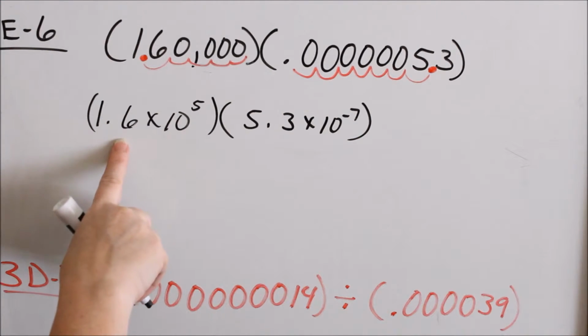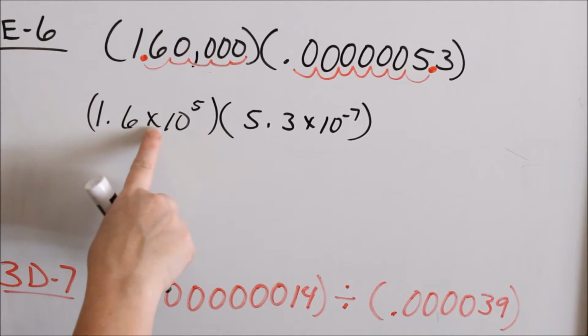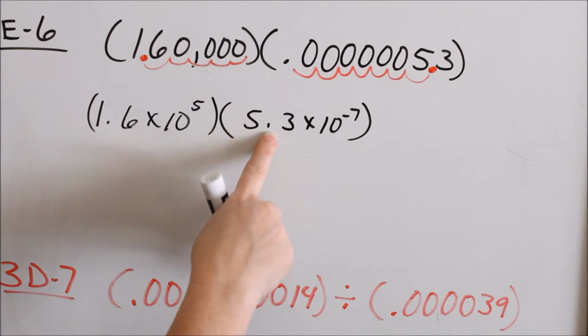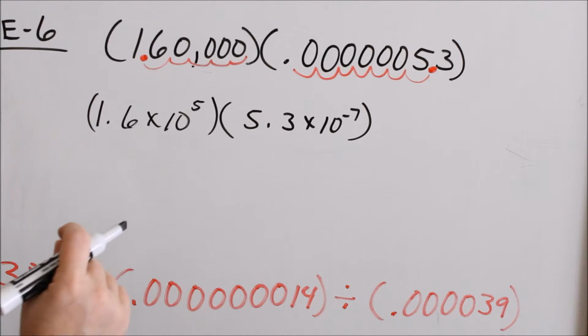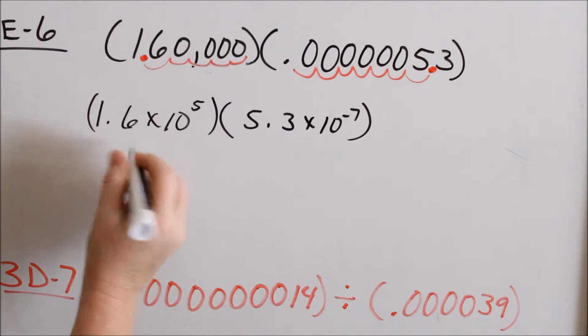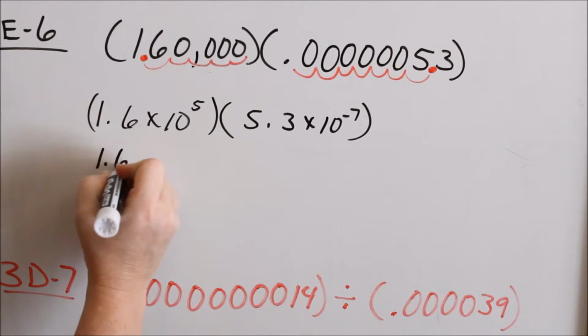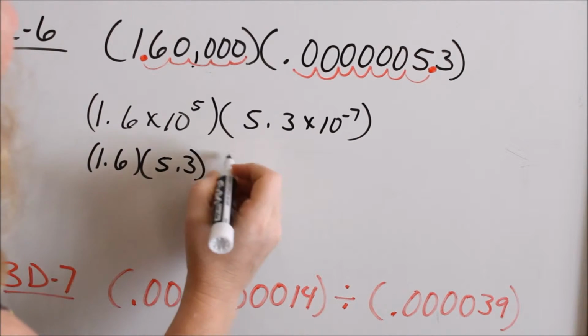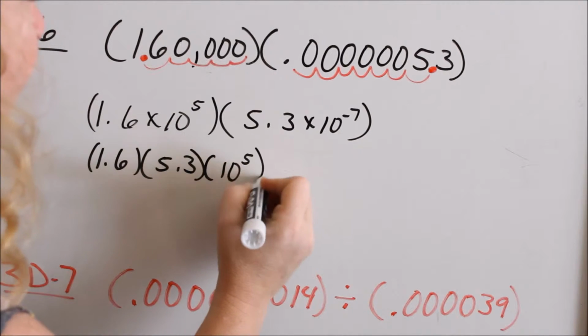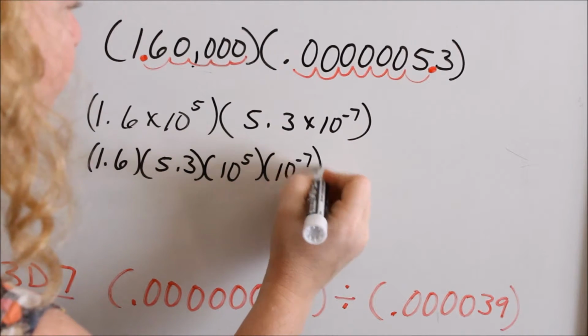Okay? Everything is multiplied. This means 1.6 times 10 to the 5th times 5.3 times 10 to the negative 7. When you're multiplying everything, multiplication is commutative, so it means we can move things around the operation sign and it will not change the answer. So therefore, I'm going to put my numbers together. 1.6 times 5.3 times 10 to the 5th times 10 to the negative 7.